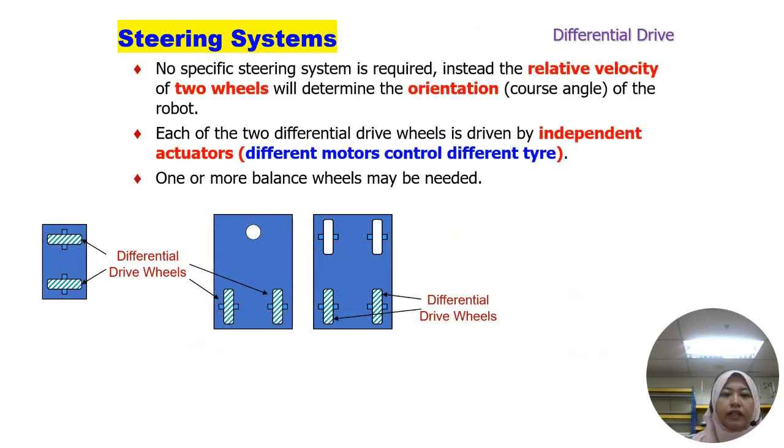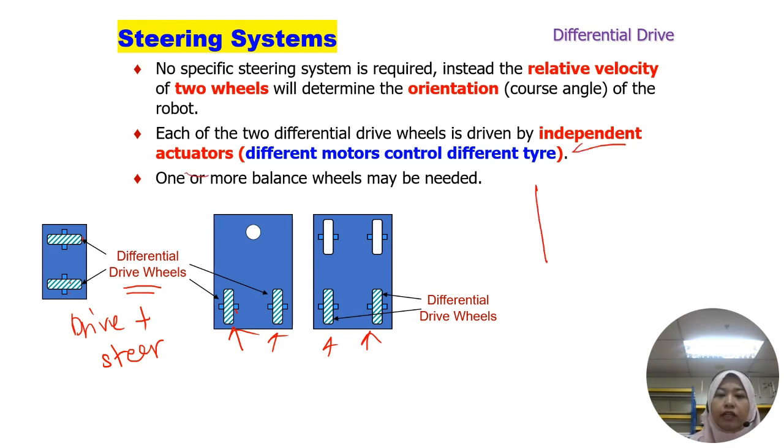Okay. And then ada juga tayar belakang ni, dua-dua tayar ni kita menggunakan differential drive wheels. So differential drive wheels meaning that tayar belakang ni dia boleh jadi drive dan dia boleh jadi steer. Okay, contoh macam ni. Okay, kenapa nama dia differential drive wheels? Because tayar ni dia akan bersambung dengan independent actuator.